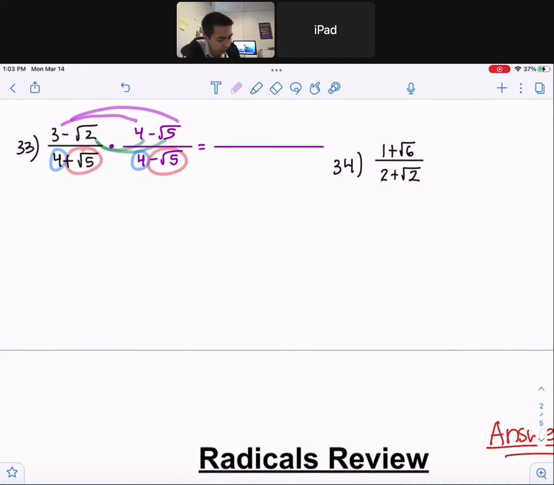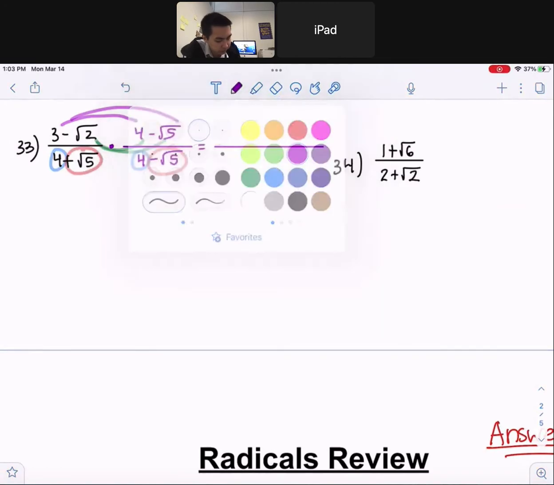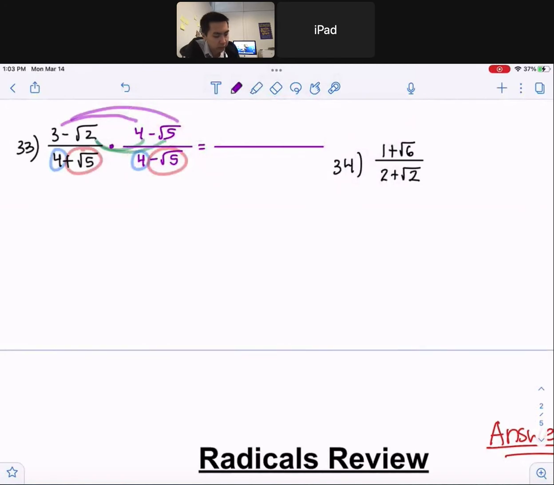So what are we gonna get? So follow along, right, you guys? 3 times 4, it's 12, right? 3 times negative rad 5 is negative 3 rad 5. And now we're switching over to green, right? Negative rad 2, you guys, times 4. Negative rad 2 times 4, that's negative 4 rad 2. And negative rad 2 times negative rad 10, you guys, that's positive rad 10.